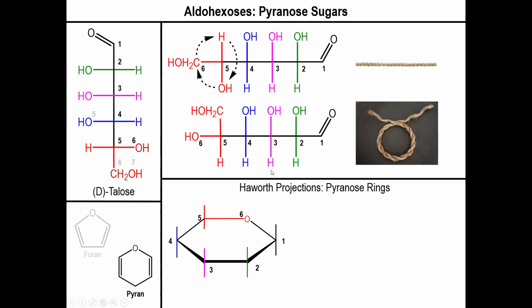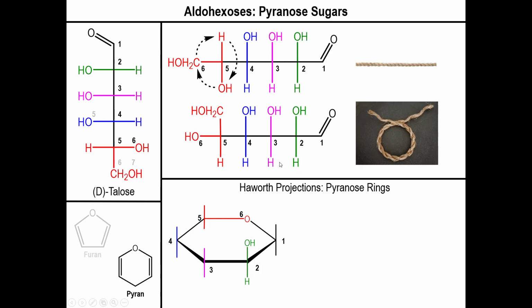Position 2 is in green, position 3 is in pink, position 4 is in blue, and position 5 is in red. So position 2 we have a hydroxyl pointing up, H pointing down. Notice that I'm skipping position 1 for the moment. I'll tell you why that is the case in just a second, but for now just go with me. Position 2 is where we start.